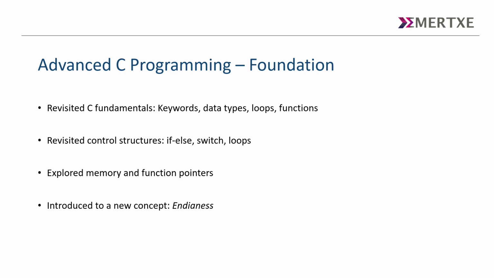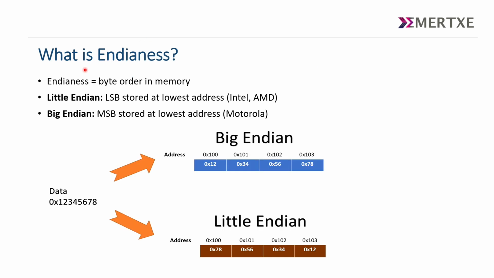So what is Endianness? It is simply the byte order in memory. It refers to how data is stored in memory. There are two types of Endianness, little endian and big endian. Little endian means the LSB is stored at the lowest address.